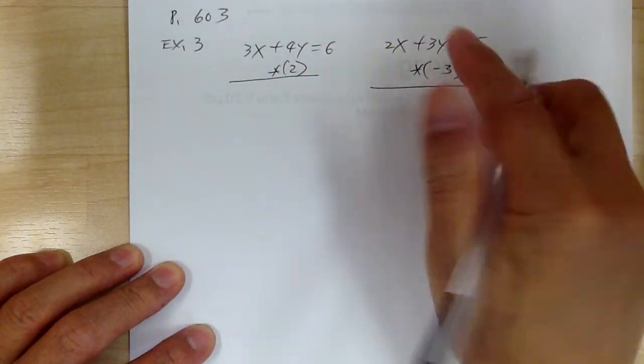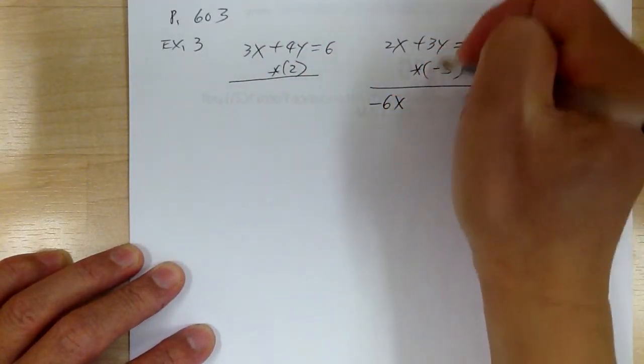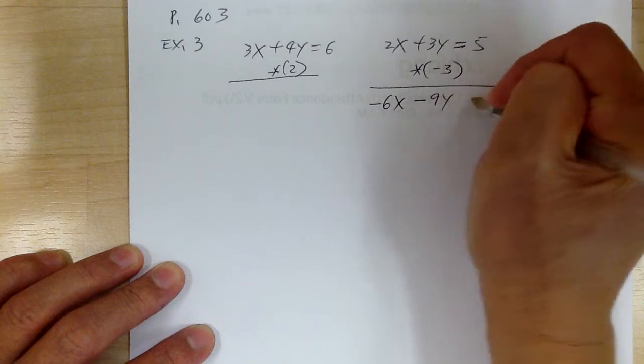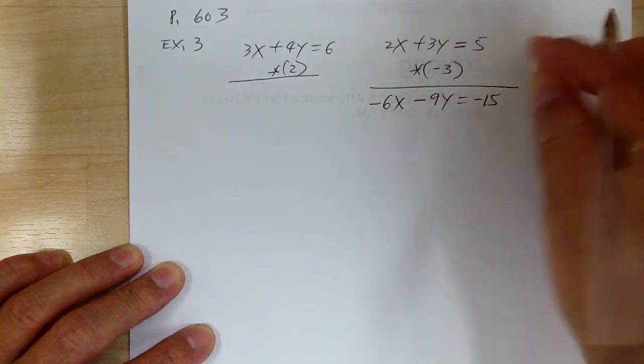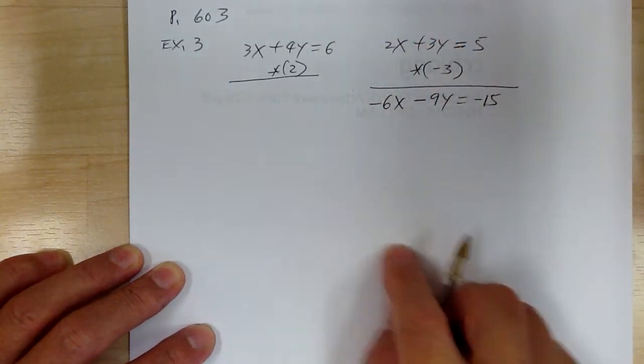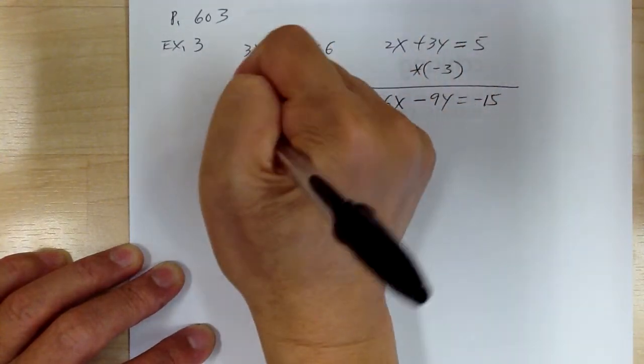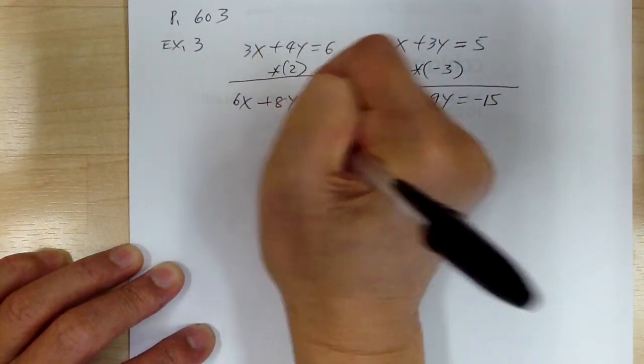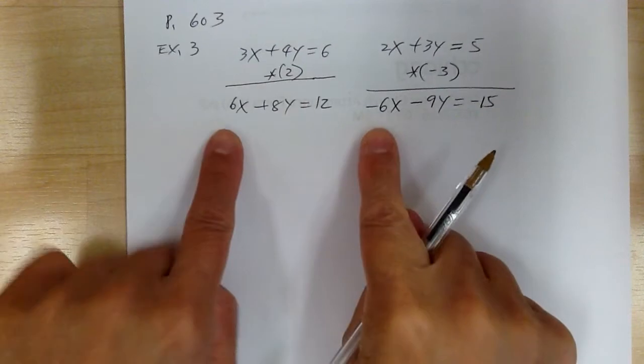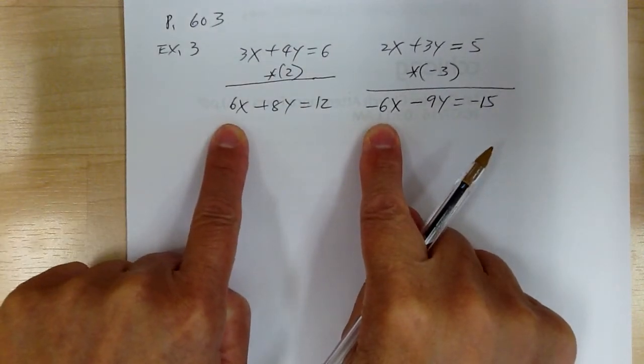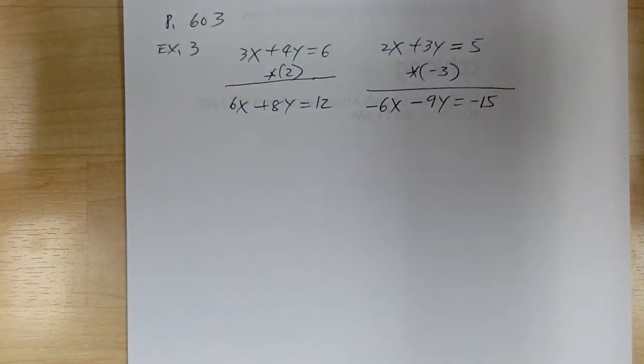So multiply by negative 3, you get negative 6x. And this will become minus 9y equals negative 15. Remember to multiply every term, right? This one becomes 6x plus 8y equals 12. So now you see they're opposite now. See that? So that's the concept. Remember the key concept. Okay? Make one of the variables opposite so they will cancel out.